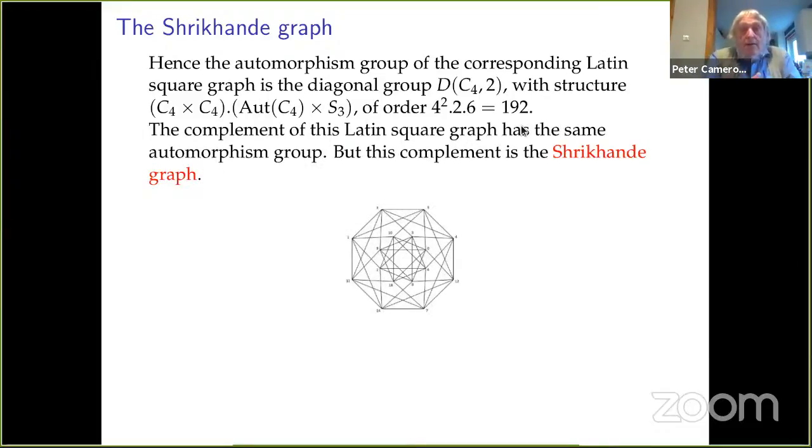The complement of that Latin square graph is a well-known famous graph. It's the Shrikhande graph. Now, right back at the beginning of the workshop, Vijay asked for an explanation.